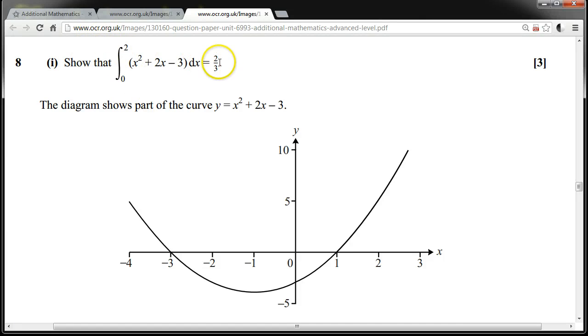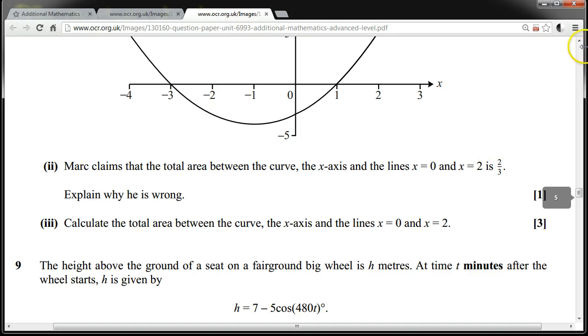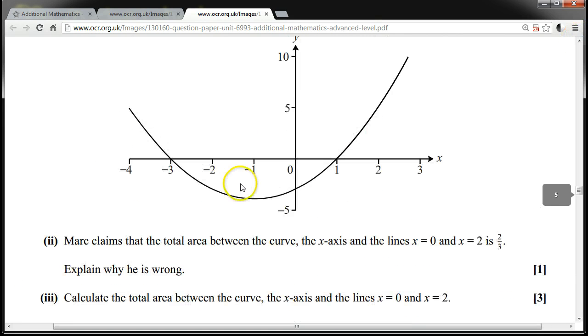Show that this integral is equal to 2/3. The diagram shows part of the curve. Mark claims that the total area between the curve, the x-axis, and the lines x equals 0 and x equals 2 is 2/3. Explain why he is wrong. Calculate the total area between the curve, the x-axis, and the lines x equals 0 and x equals 2.